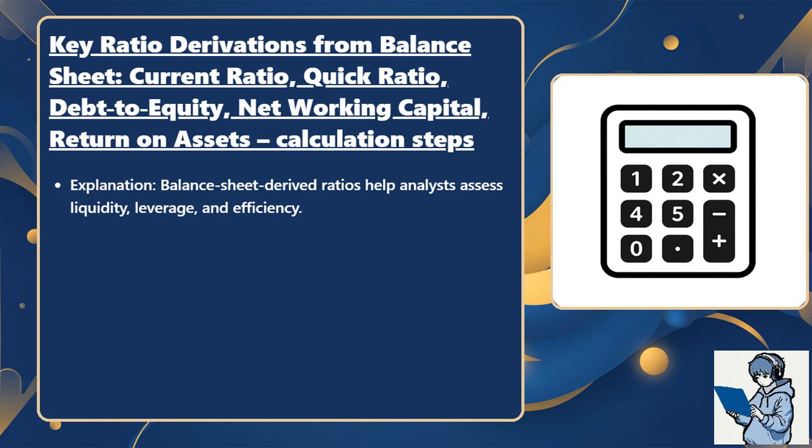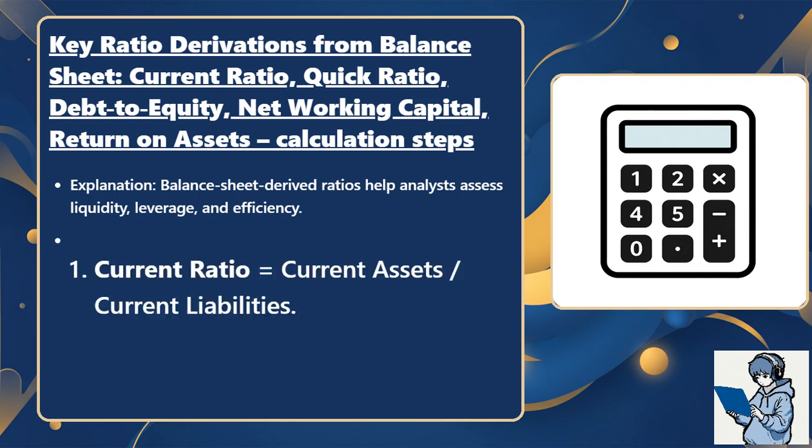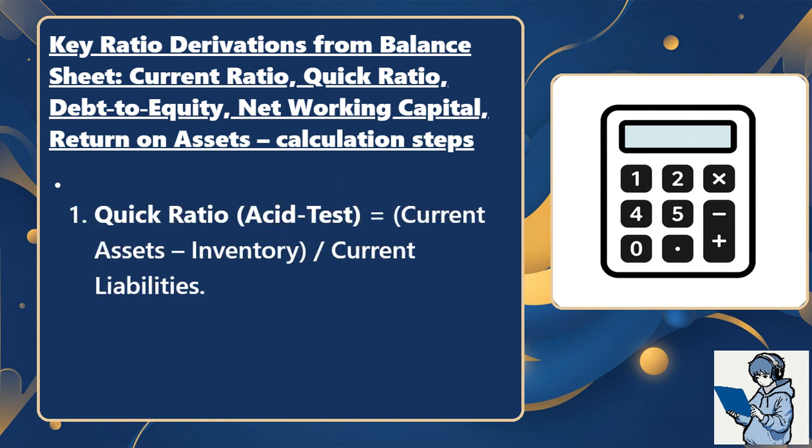Balance sheet-derived ratios help analysts assess liquidity, leverage, and efficiency. Current ratio equals current assets divided by current liabilities. It measures ability to pay short-term debts. 150,000 divided by 75,000 equals 2.0. Quick ratio (acid test) equals (current assets minus inventory) divided by current liabilities. It removes less liquid inventory. 150,000 minus 30,000, divided by 75,000, equals 1.6.